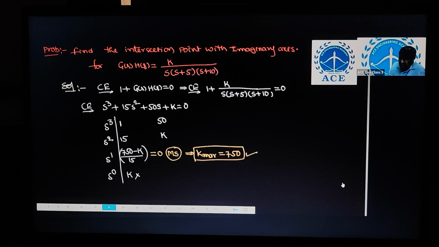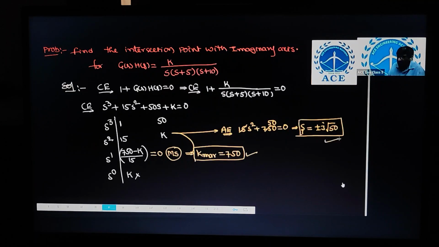Okay? Right, auxiliary equation. So what is the auxiliary equation? 15s square plus 750 equal to 0. So 15 5 times 50. So s equal to what? Plus or minus j root 50. It is a valid intersection point. That's all.